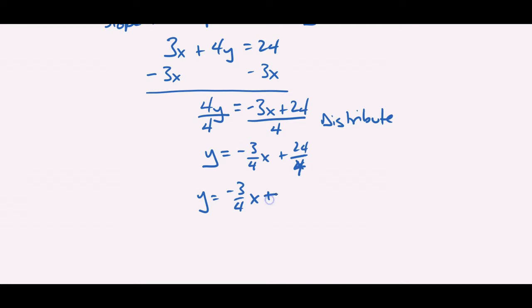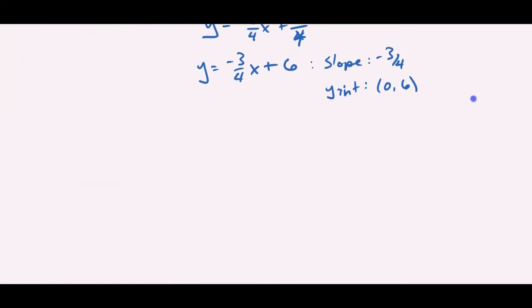That is a fraction. We are not going to change it to a decimal. That's just fine. It'll be convenient when it comes time to graph. Slope is negative 3/4. Now the 24 divided by 4, we know that simplifies down to 6. So from this we can identify the slope as negative 3/4 and the y-intercept to be (0, 6).